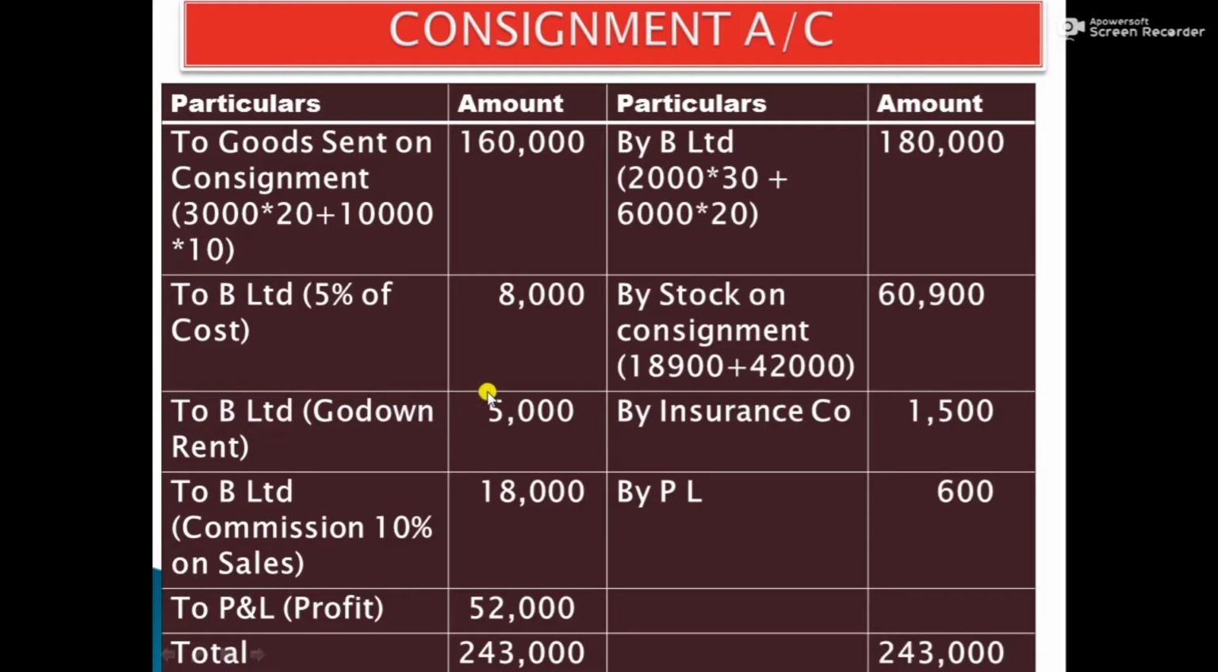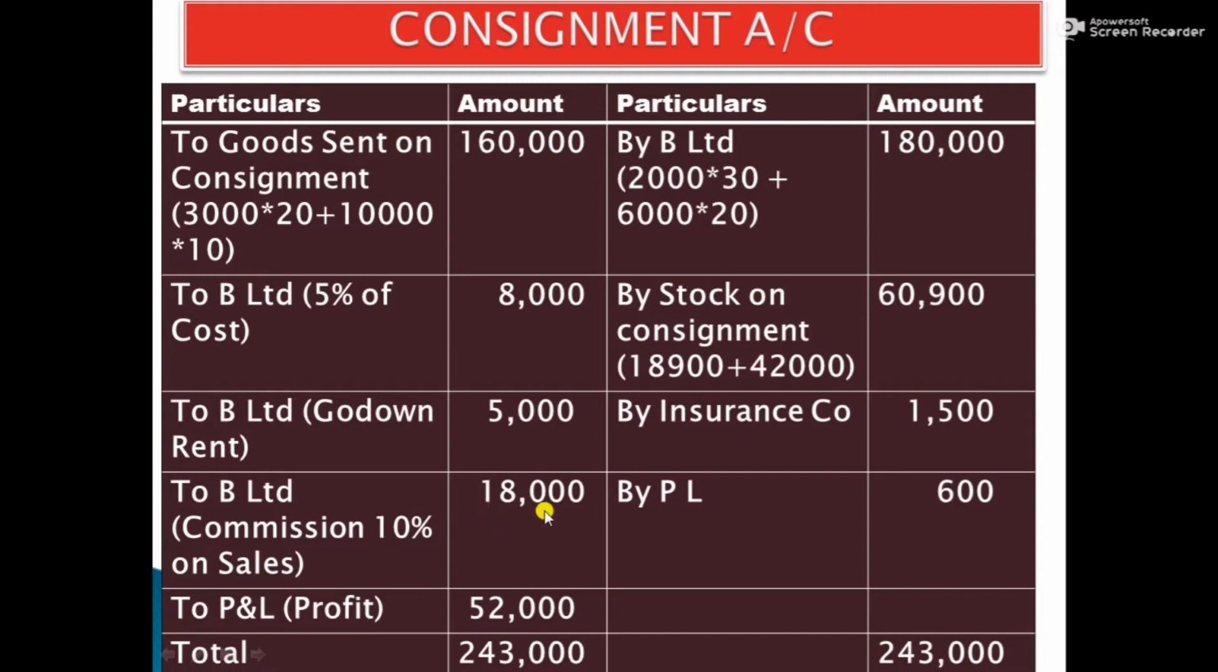Sales, so by B Limited, 2,000 tins are sold at the rate of rupees 30. 6,000 packets are sold at the rate of rupees 20. So total 1,80,000. Then commission, 10% of sales limited, 18,000.